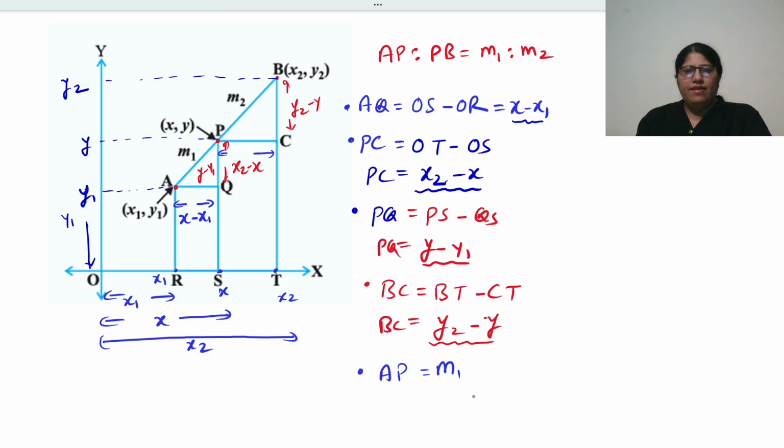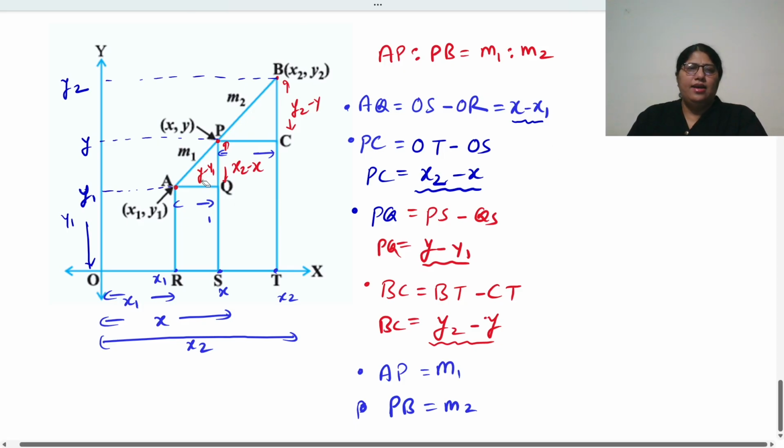Other than that, it's already given that AP, because the ratio is dividing, is m1. And what is the length of PB? PB length is nothing but m2. Now, how are we going to use it? Now, these two triangles, if you will see, I can erase this so you can see the triangles properly here.